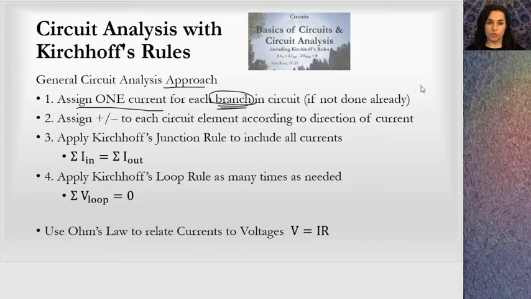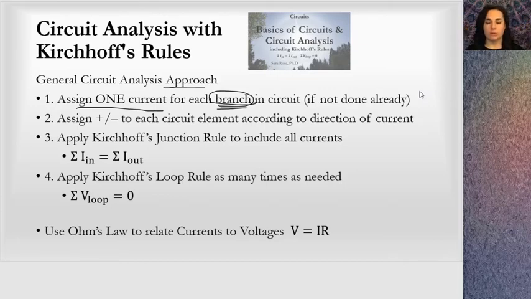Something students struggle with initially is which direction to assign the current. And what I'm going to tell you is that there is no wrong direction. If you do all the algebra and you stay consistent within that logic that you set up, if you get a negative sign, that just means you picked the wrong direction of the current.